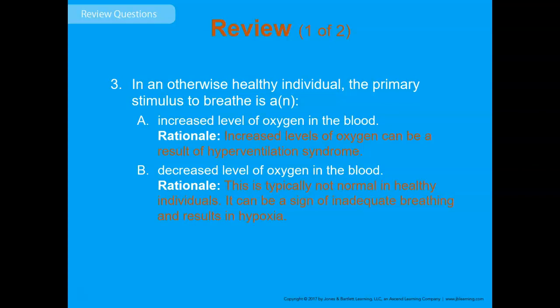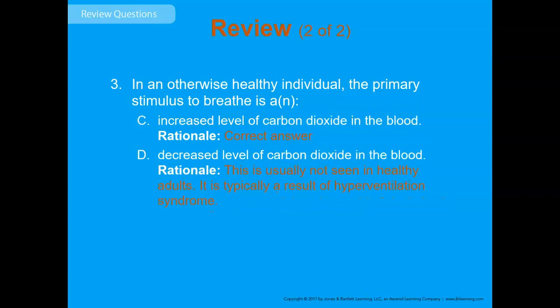But let's take a look at why these other answers may or may not be right. Increased level of oxygen in the blood. Well, the increased levels of oxygen can be a result of hyperventilation syndrome, so that's not the reason. The decreased level is typically not normal in healthy individuals. It can be a sign of inadequate breathing, and it results in hypoxia. It doesn't result in breathing faster. In an otherwise healthy individual, the primary stimulus to breathe is an increased level of CO2, and decreased CO2 is usually not seen in healthy adults, typically a result of hyperventilation syndrome.